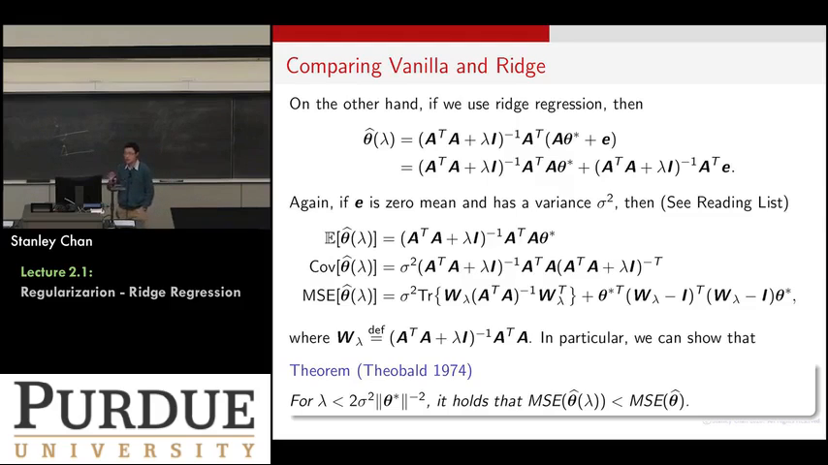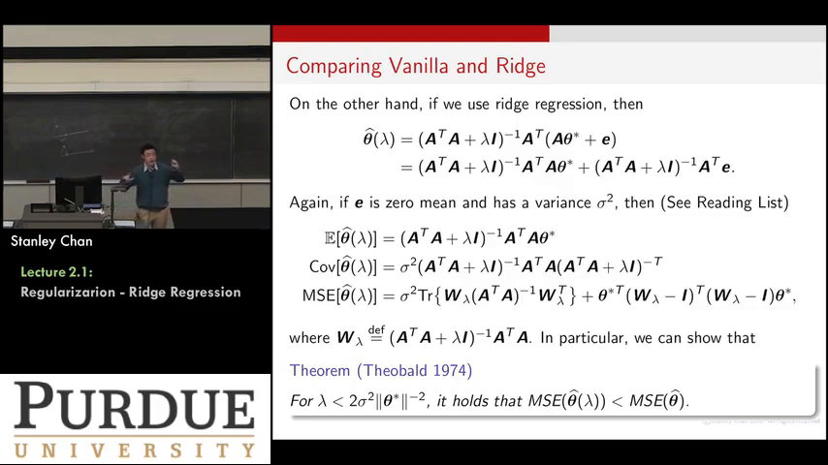If you're interested in all these derivations, there is one reference I put into the reading list. You can refer to that paper, which has all the derivations proved in detail. So what people have shown is that if you put the lambda into your equation, then the expectation will be given by this equation. The covariance becomes that, the mean square becomes that.